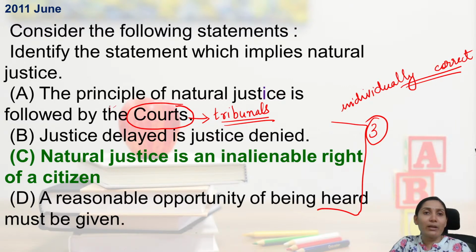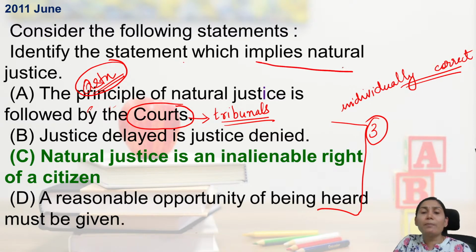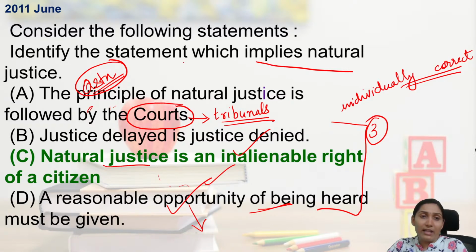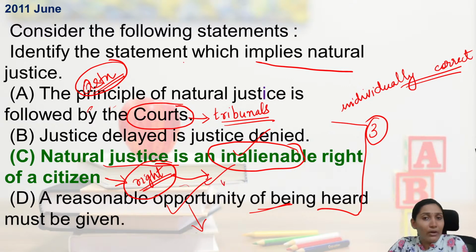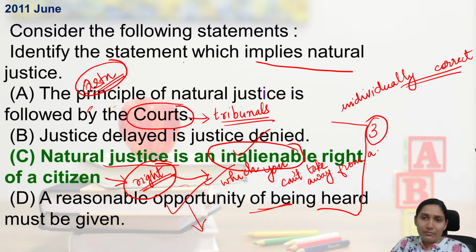Okay. Now here we need to come to the question. See, the question is, which among the statements implies the principle of natural justice? Now, justice delayed is justice denied. It's not natural justice. Again, reasonable opportunity of hearing is also there, but still it's not natural justice. Reasonable opportunity of hearing should be given in any case. But what is natural justice? It is an inalienable right of a citizen, which means this is a right that you cannot infringe or take away from a person. So this is called natural justice.